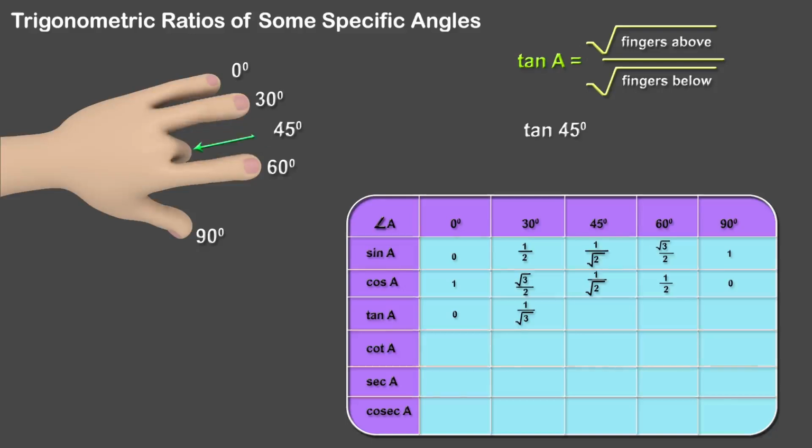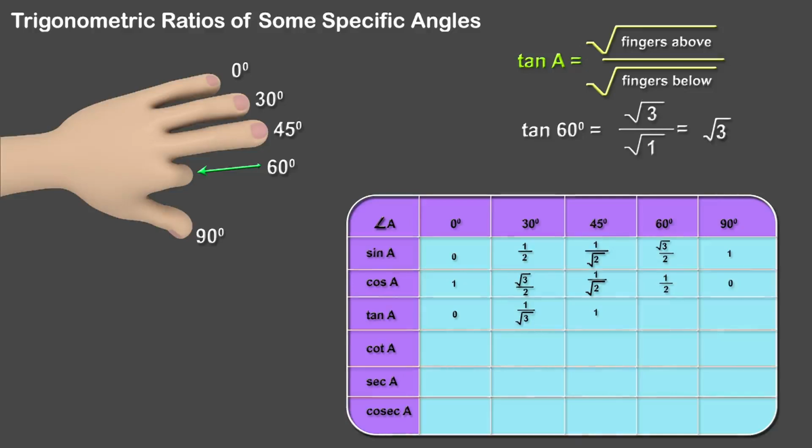Let's find tan 45. The fingers above the middle finger are 2 and below are 2. So the value is under root 2 by under root 2, which is 1. So tan 45 is 1. For tan 60, the fingers above the index finger are 3 and below are 1. So the value is under root 3 by 1, which is root 3. So tan 60 is root 3.